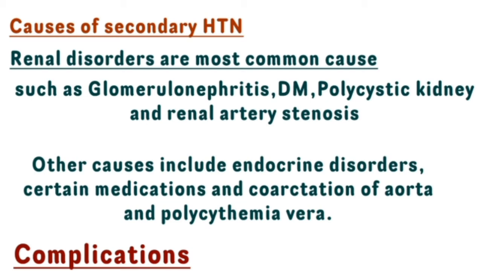Now, apart from the renal disorders, there are other disorders that significantly contribute to secondary hypertension. There are endocrine disorders such as acromegaly, hyperthyroidism, Cushing syndrome, and certain medications like oral contraceptives, steroids, NSAIDs, cyclosporin, etc. Also, polycythemia vera causes secondary hypertension. These are the main causes of secondary hypertension.